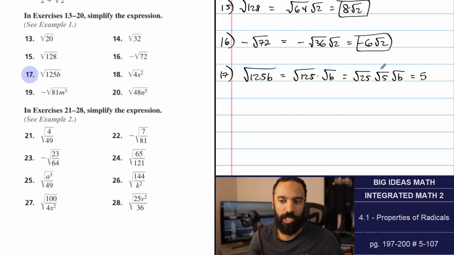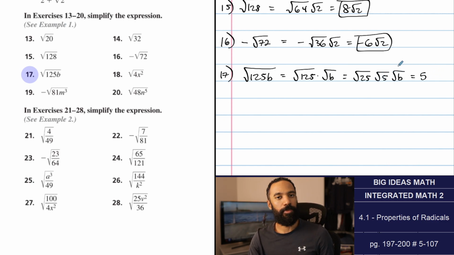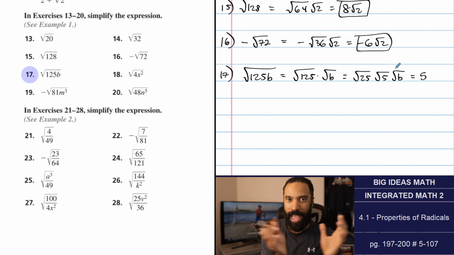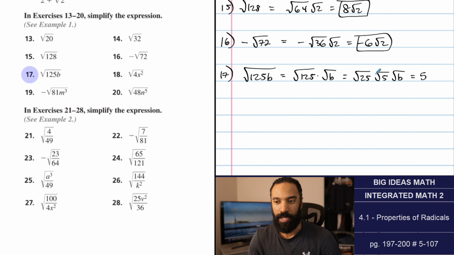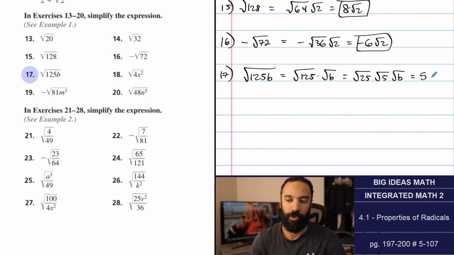And you know what? I don't think I mentioned this before. When you simplify something in the end, you do bring anything back together inside of the radical when all said and done. So I don't leave it as root 5 root b. I leave it as root 5b.